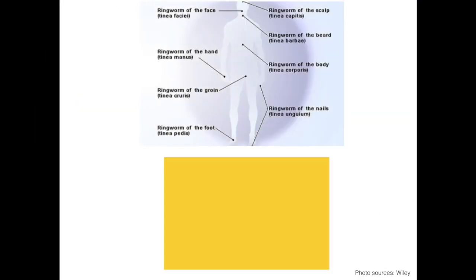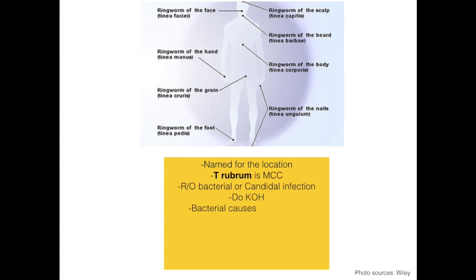And now just for a quick recap, remember these are named in terms of their location. Trichophyton rubrum is the most common cause, and probably the only one you should remember. Always rule out a bacterial or candidal infection first. Candidal infection would have to be ruled out by KOH, but bacterial causes would either have pruritus or general inflammatory signs, so redness, swelling, heat, etc.